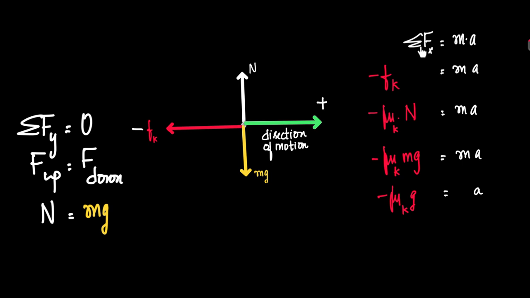Now, when it comes to sigma Fx, meaning all the forces acting along the x direction, there is only one force acting along the x direction, which we will take as minus Fa. Why? Because this minus indicates it is against the direction of motion. So we have minus mu k into N is equal to ma. What is N? N is mg. So we have minus mu k into mg is equal to ma. m by m is 1. So we have a is equal to minus mu k into g.